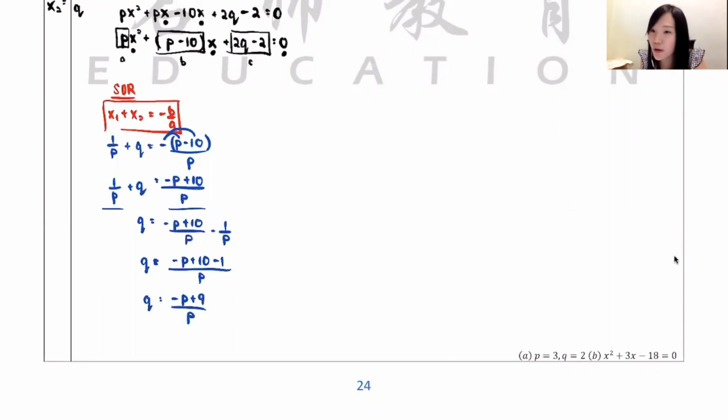Okay, so far I do until here. I don't think I can get the answer because I got p, I got q, I got 2 unknowns, right? No matter how I move, I will still have 2 unknowns. So I don't think SOR can continue. Never mind, we try POR.